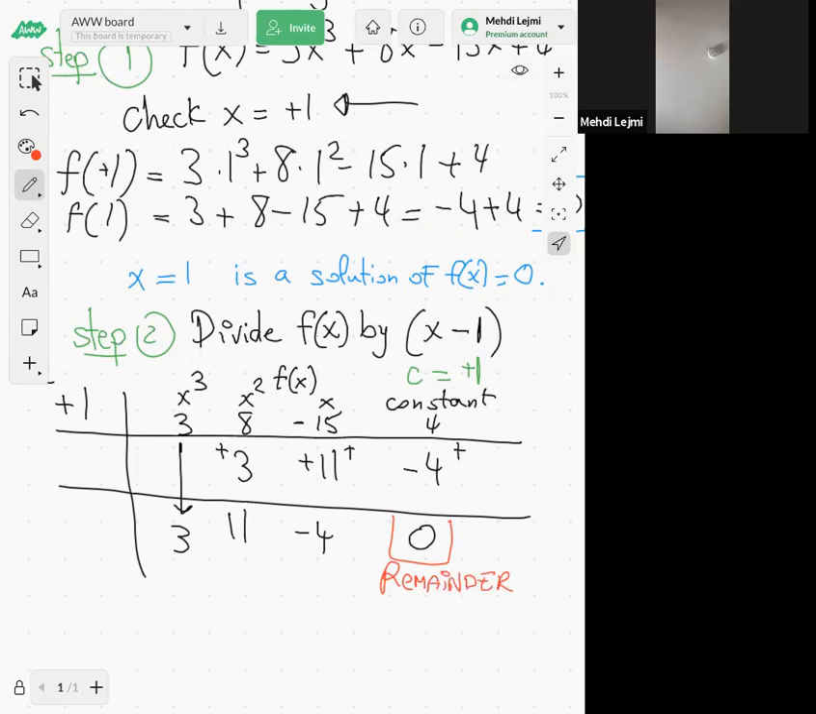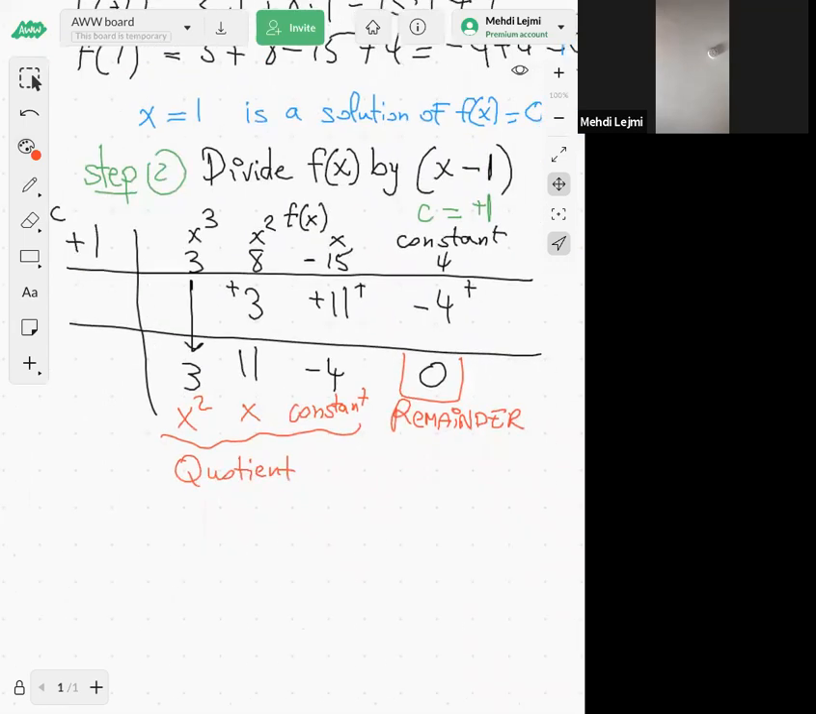And so what will be my quotient? This is 1 degree less. So here it should be x squared, this is x, and here's my constant, right? This whole thing here, of course, that's my quotient, right? So what's the conclusion from this?